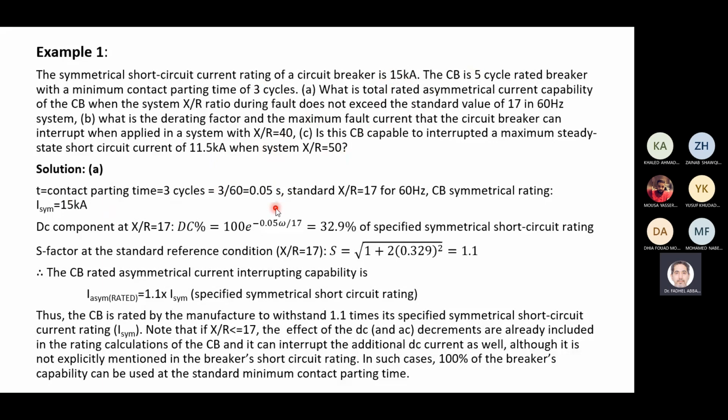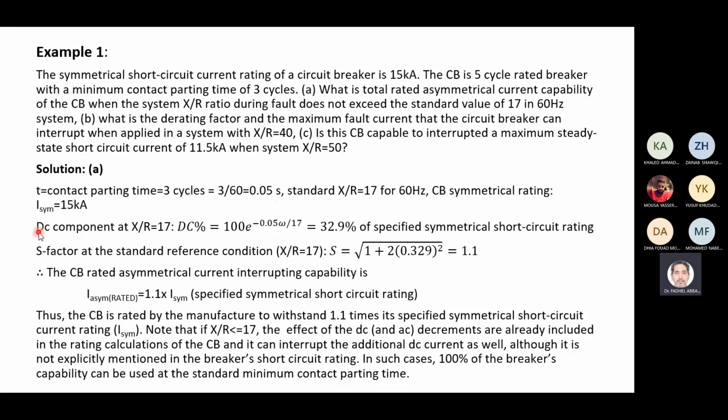So this is the time until the circuit breaker contacts part. Now the standard specified for 60 Hz X/R ratio is 17, or 45 milliseconds. I know this, so I can use 45 milliseconds also. And the circuit breaker symmetrical rating is 15 kA.